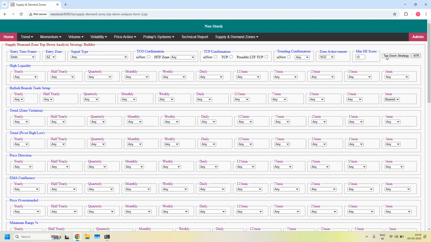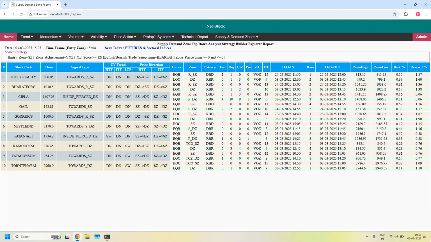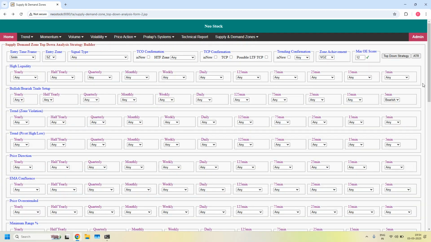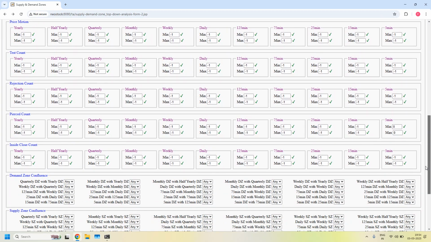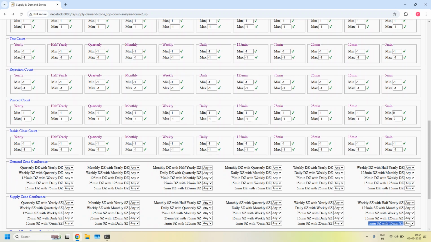With all the 3 filters, we got 10 stocks. So these 10 stocks are currently supporting bearish trade setup for hourly income trade. And all these entry time frame zones are 5 minute supply zones. Out of these 10 5 minute supply zones, how many are having ITF and LTF Confluence? That is 5 minutes and 15 minutes supply zone Confluence. Let's check. So I am enabling the filter 5 minute supply zone with 15 minute supply zone Confluence.